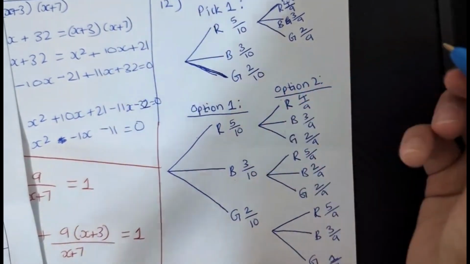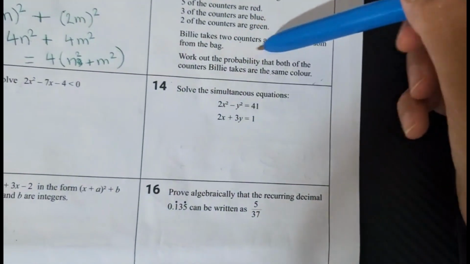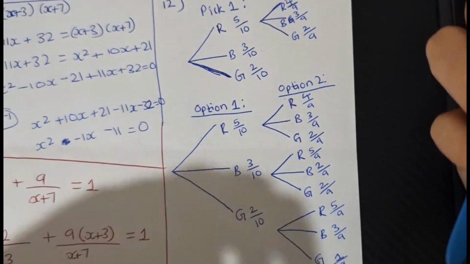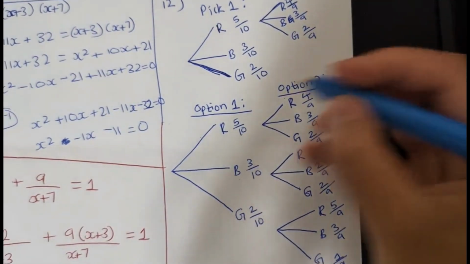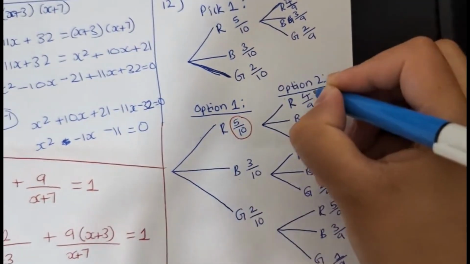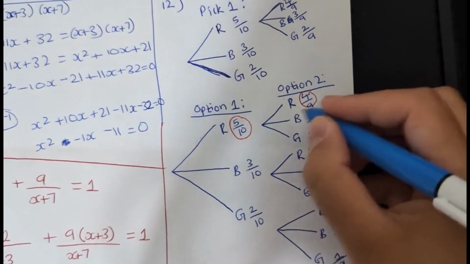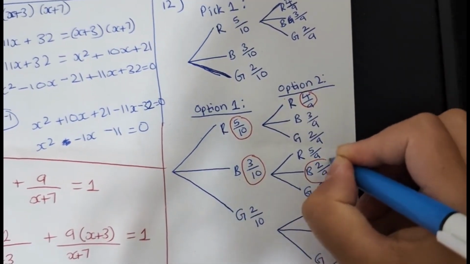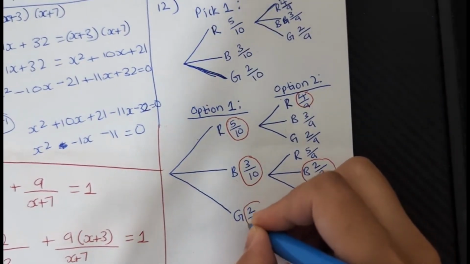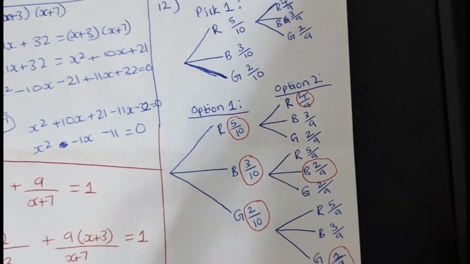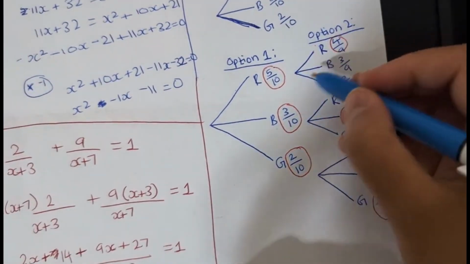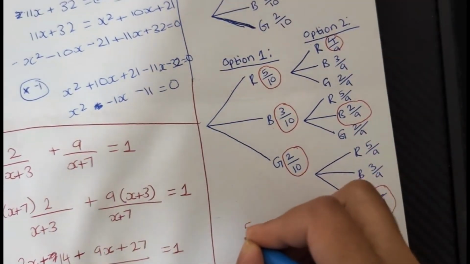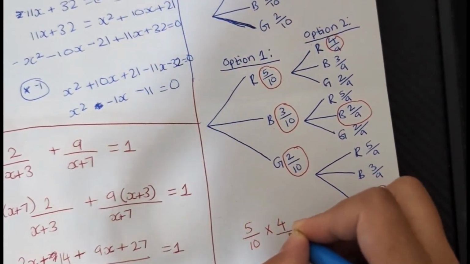Okay, now that I've got my tree diagram, I can go ahead and work out the probability that both of the counters Billy takes are the same color. So our job is to find those probabilities. That means 5 tenths, 4 9ths, we can multiply them together. 3 tenths, 1 blue and 1 blue, 2 9ths, we can times them together, and then the 2 greens. If we times these together and then add them, we can hopefully get our final answer. So we've got 5 out of 10 times 4 out of 9.